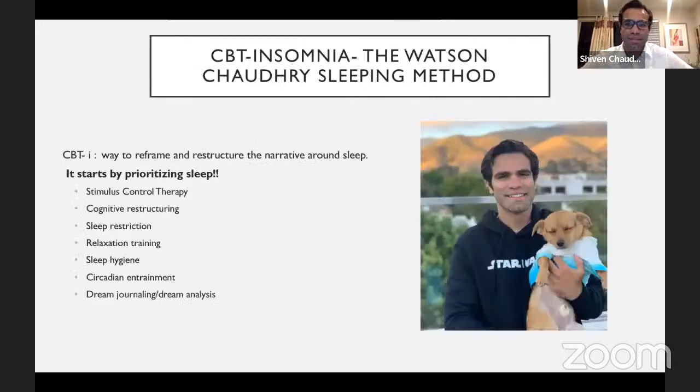All right, so this is my cute dog here. His name is Watson, and the CBTI program that we have is called the Watson-Chaudhry Sleeping Method, and I'll explain to you why. When I first got Watson, I realized that Watson prioritized his sleep. He would sleep in my arms, he would sleep on the couch, he would basically sleep any moment that he had available.